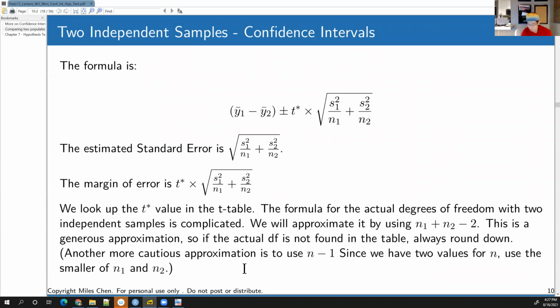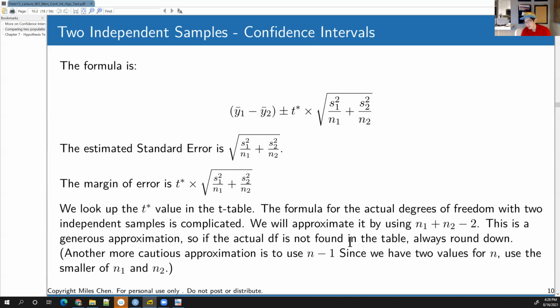Other books might recommend a more cautious approach. And they would say, don't use N1 plus N2 minus 2, just use n minus 1. And because you have two values for n, just use the smaller of N1 and N2. And that will be the stingy version of the degrees of freedom. That's always going to have fewer degrees of freedom than what it actually is. And the true answer is somewhere between the stingy answer and the generous answer.